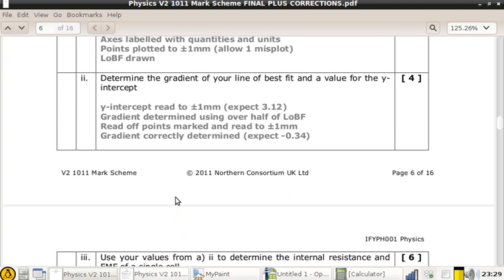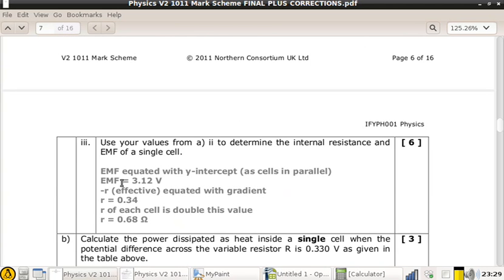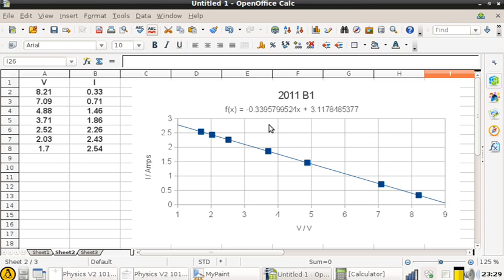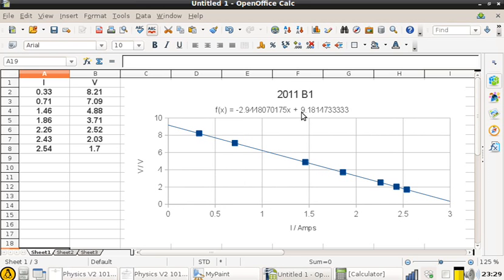For the next part, EMF equals 3.12. So they're saying the EMF is the intercept. But we know that this is wrong. It's not 3.12. It's actually 9.18 for the EMF. And the slope is minus 2.9.